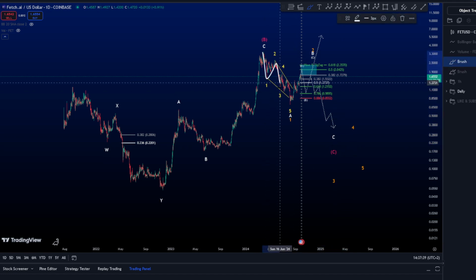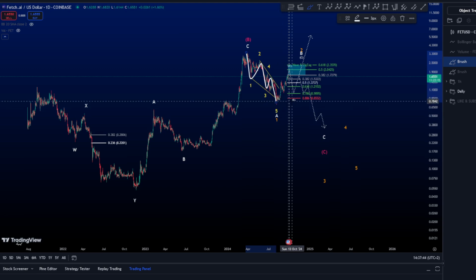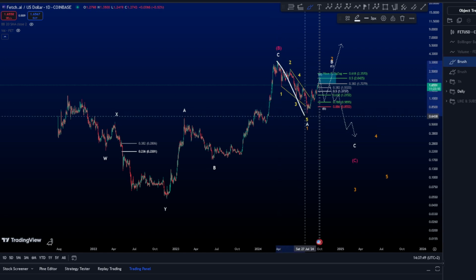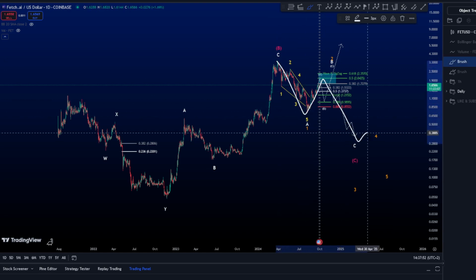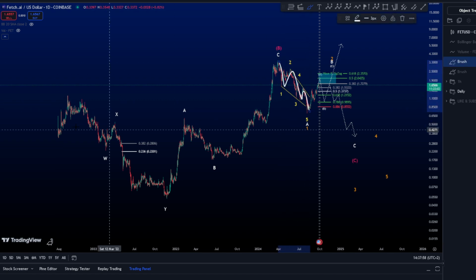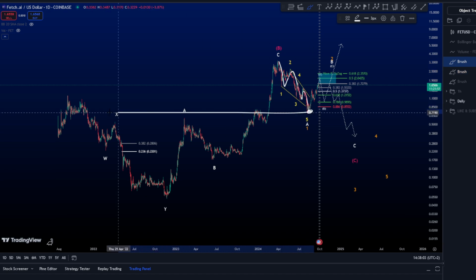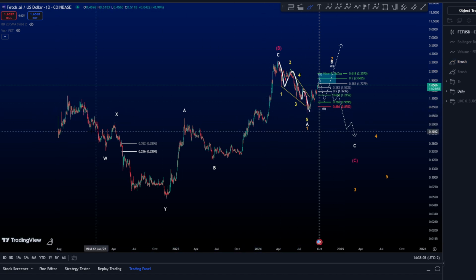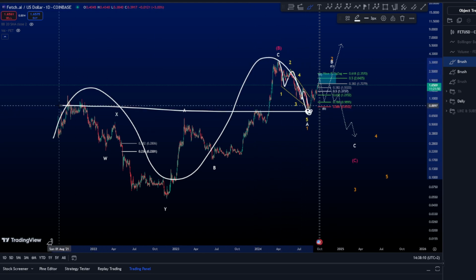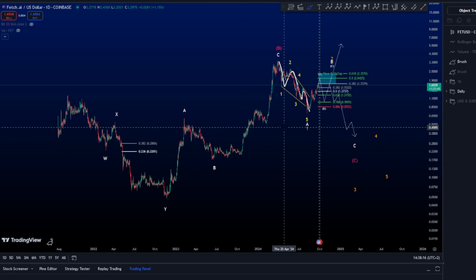Now, we have already seen 5 impulsive waves with a diagonal shape, of course, towards the downside. That means two things. The first, it might be that this is your 1, 2, 3, 4, 5. The second thing is that your wave C as an expanding flat has finished and it has turned into a running flat. Of course, for more information about how an expanding flat becomes a running flat, you can see it in the description below in the educational videos.